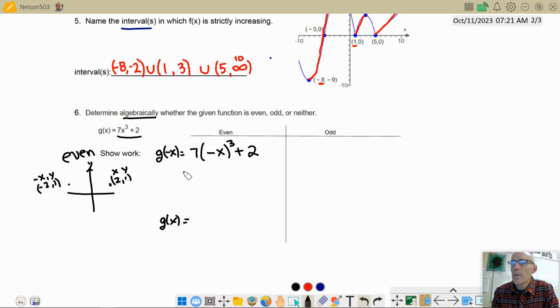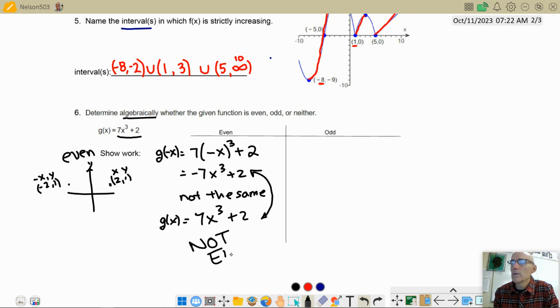So let's see what happens. I get -7x cubed plus 2. That's not the same as g of x. g of x is positive 7x cubed plus 2. So because they're not identical to each other, not even, okay?